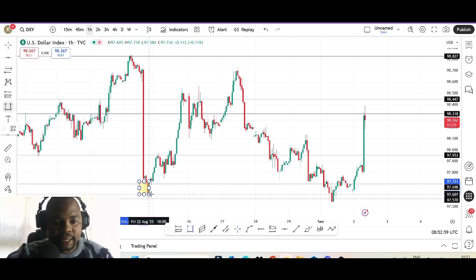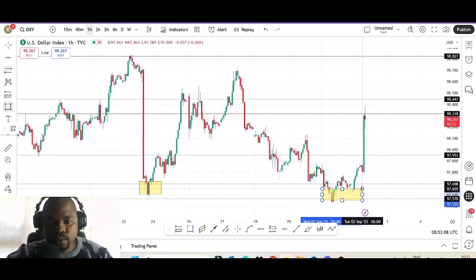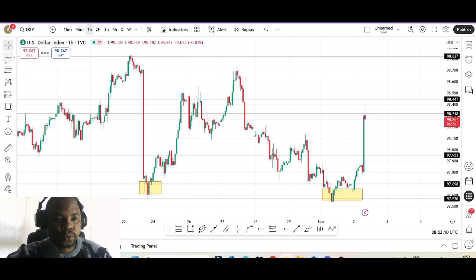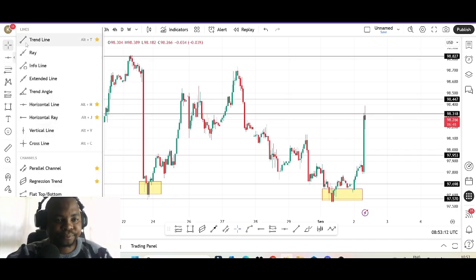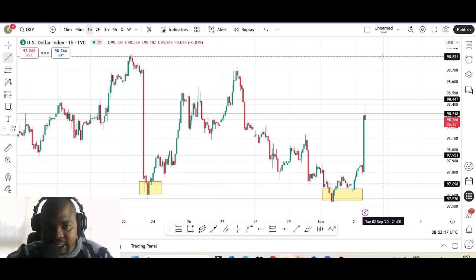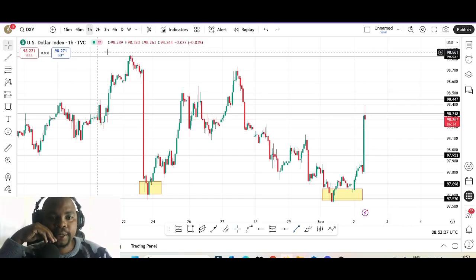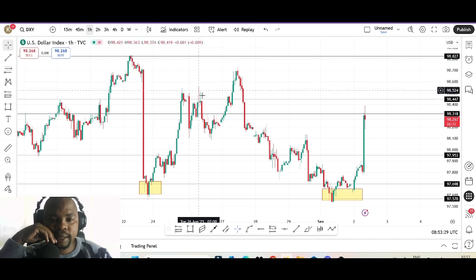So when I mark here like this, I see that, okay, fine, this is what I would look at as my W formation. Beautiful. Cool. We're pushing up. We might be pushing to almost 98.827. We might be pushing towards that point to test this high over there.